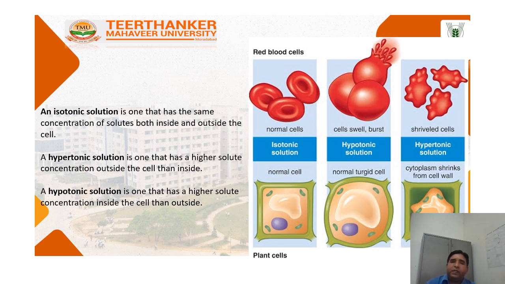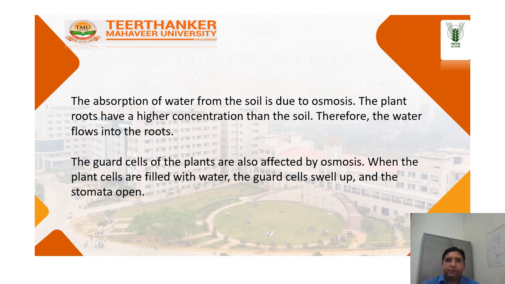Now we can see that in the case of isotonic solution, the volume and the integrity of the cell do not change up to some extent, but in the case of hypotonic solution, the cell absorbs most of the water, and after some time it bursts. In the case of hypertonic solution, the cell tends to lose water and becomes plasmolyzed and shrunken. Osmosis is required for absorption of water from the soil and for opening and closing of the stomata in various ways.